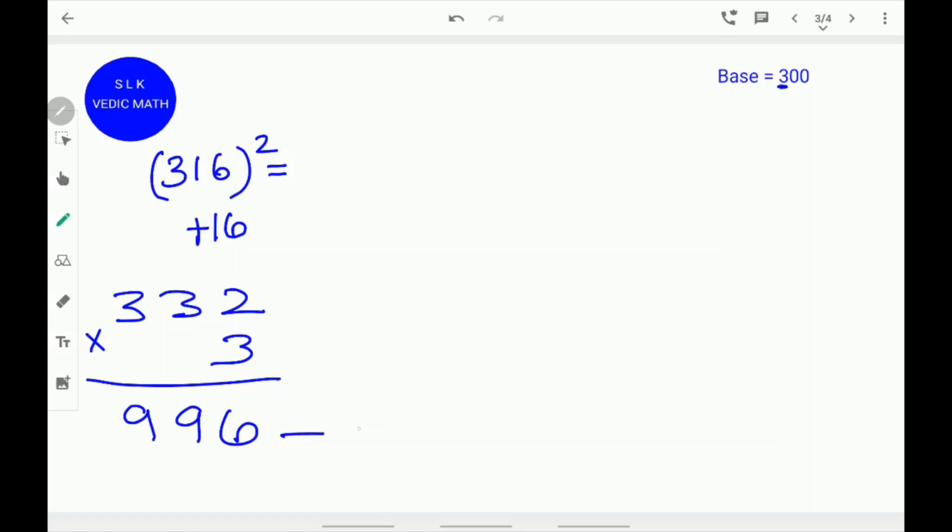2 more digits to go, because when you square a number between 100 square to 316 square, the answer is always a 5-digit number. So find the square of 16, the difference 16. So 16 square is 256.